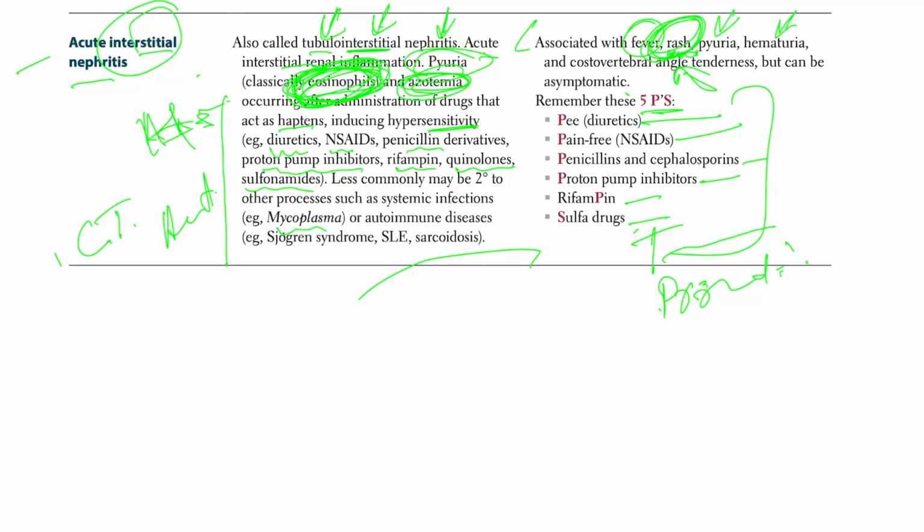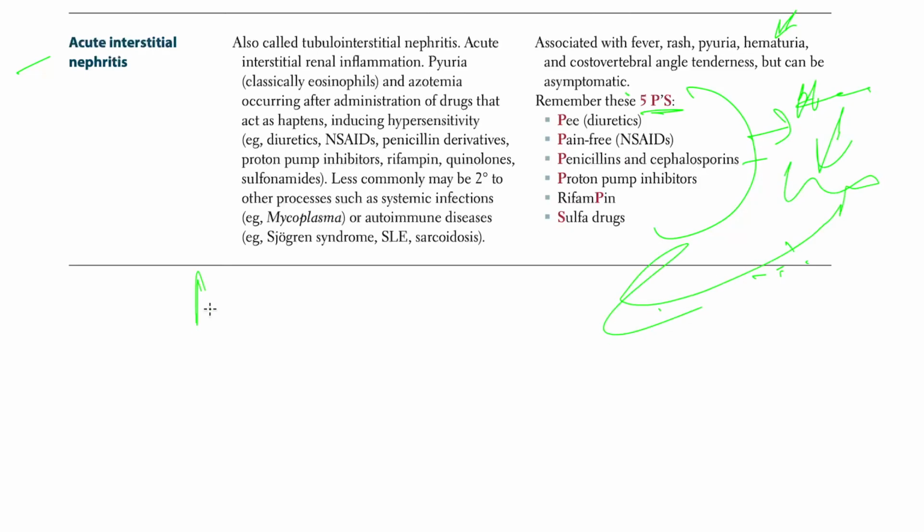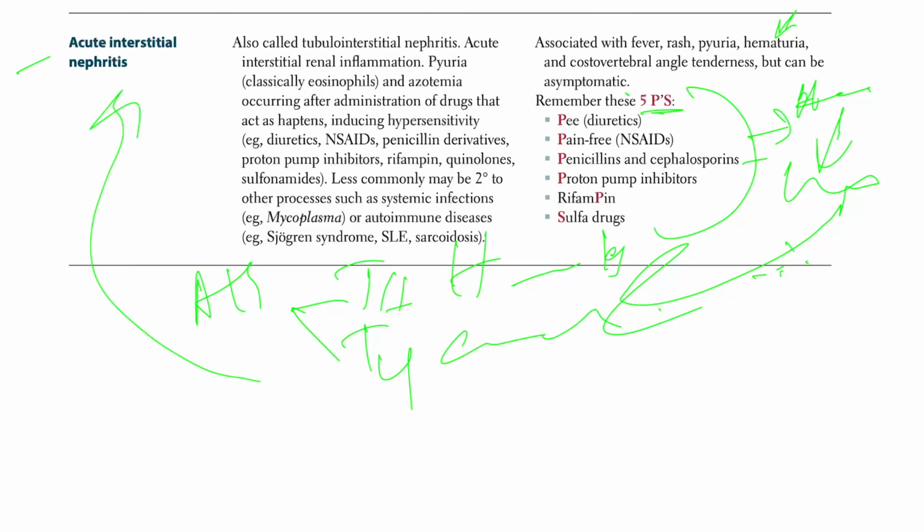And now, it is an allergic reaction. So you give these drugs. These act as haptens. They induce a hypersensitivity reaction. Which allergic reaction or hypersensitivity reaction are we talking about? Type 1 hypersensitivity, which is mediated by IgE, and type 4, the cell-mediated hypersensitivity reaction, that causes acute interstitial nephritis.